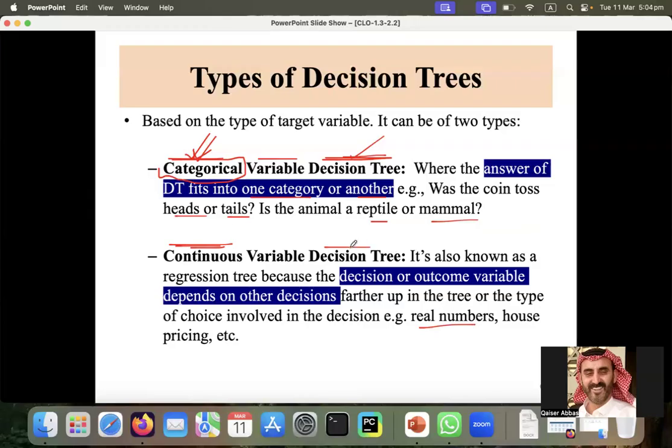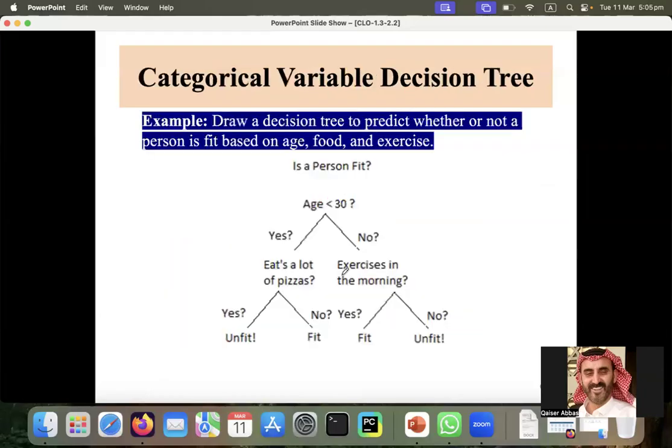So we can use the decision trees for regression. That is the reason continuous decision trees is one name, and regression decision trees is another name. Here you will handle continuous type of data. Okay, moving next. These are the two categories.